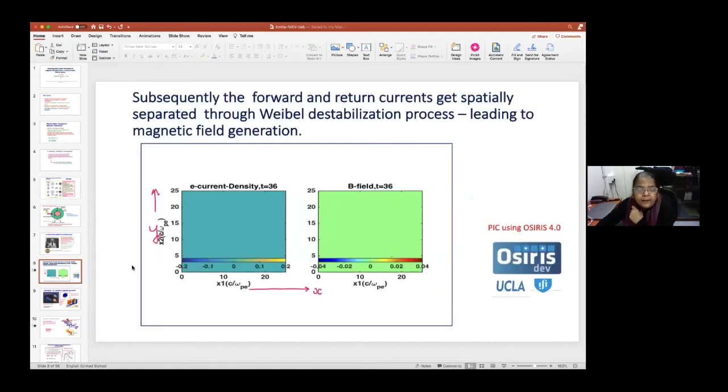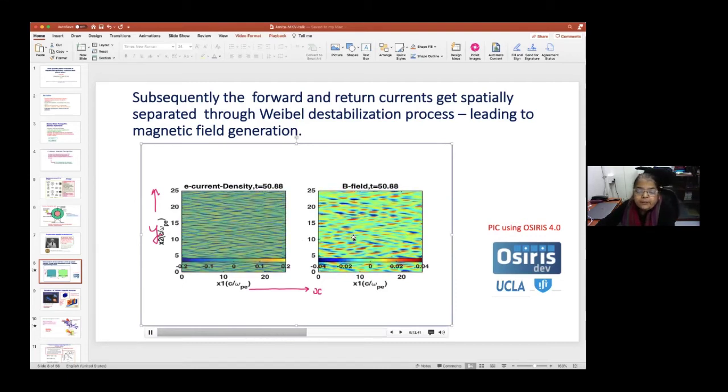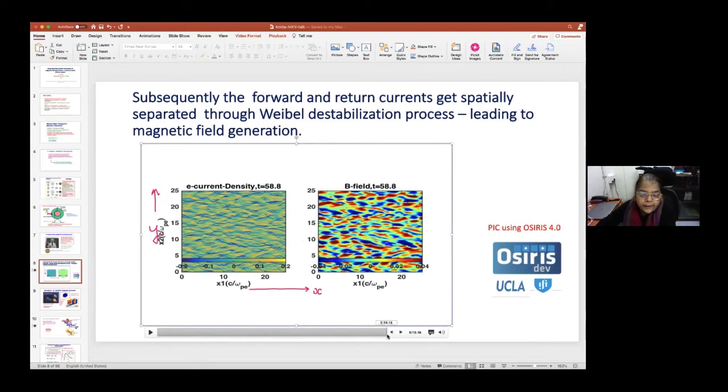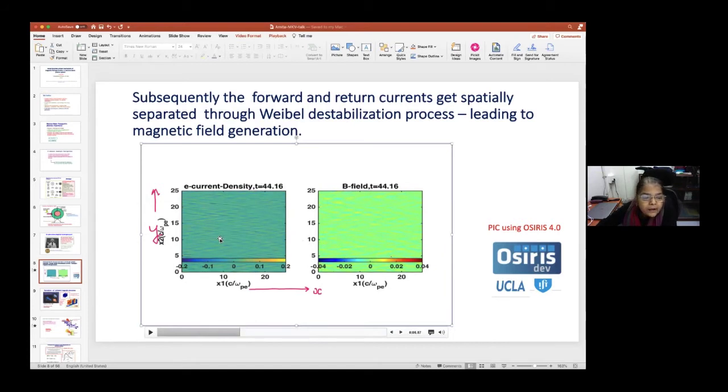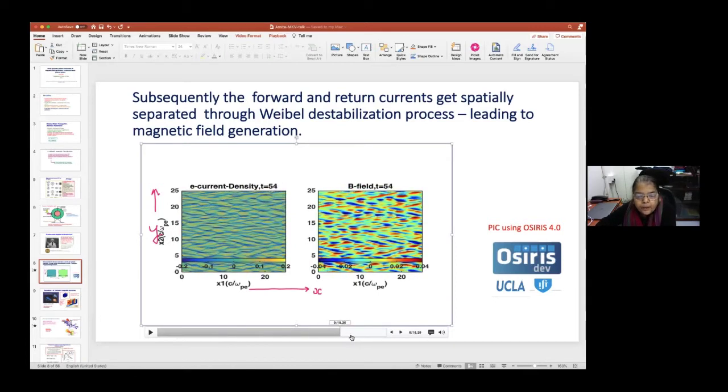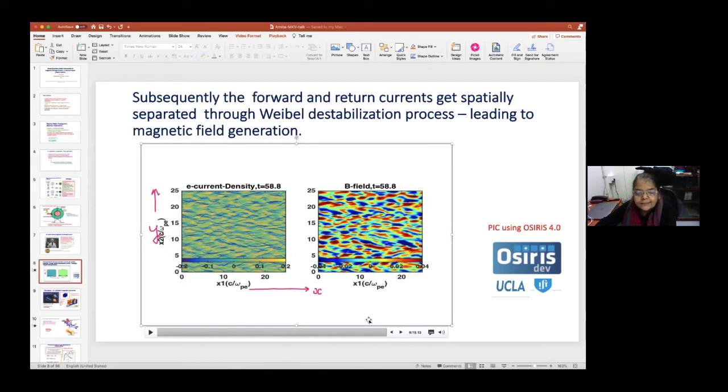Now, this combination of forward and return currents is unstable to several instabilities, and one of the well-known instabilities is the Weibel instability. Basically, it tells you that like currents attract each other. So this is the direction of propagation of current, and you can see that B field ultimately starts getting generated. But the point to note is that at initial times, the transverse structures in B field are very small. If you look at these structure sizes, they are of the order of electron skin depth. What is electron skin depth? It's c by omega p. But with time, due to nonlinear effects, there's an inverse cascade, and these structures coalesce and become bigger and bigger. So you get bigger structures only at a later stage.